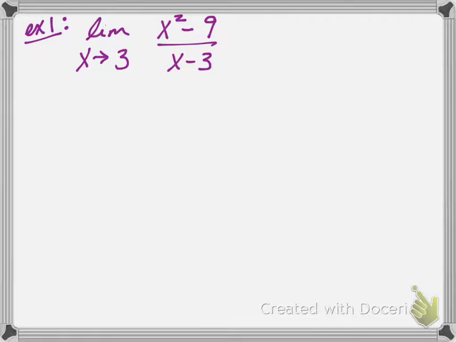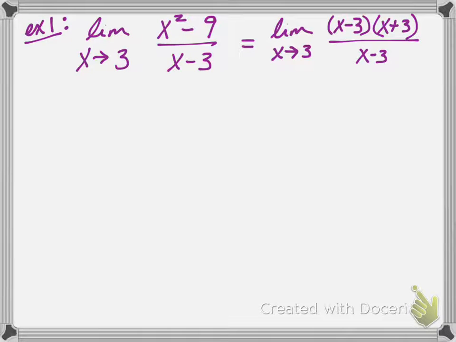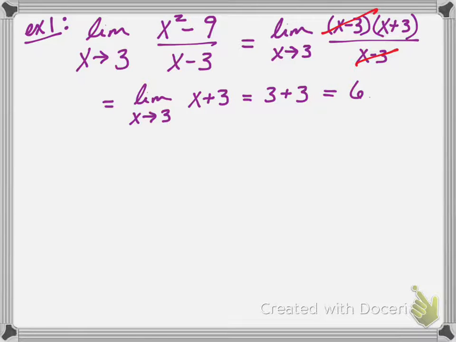But I can factor the numerator. x squared minus 9 is a difference of squares, and I can factor it as x minus 3 times x plus 3. And in the denominator, I have an x minus 3. And so we can, near x equals 3, cancel the factor of x minus 3 in the numerator and the denominator. So this is the same as the limit as x goes to 3 of x plus 3. And we know that this is going to equal 3 plus 3, which is 6.